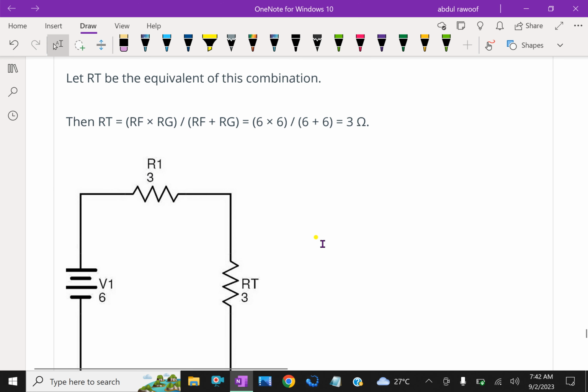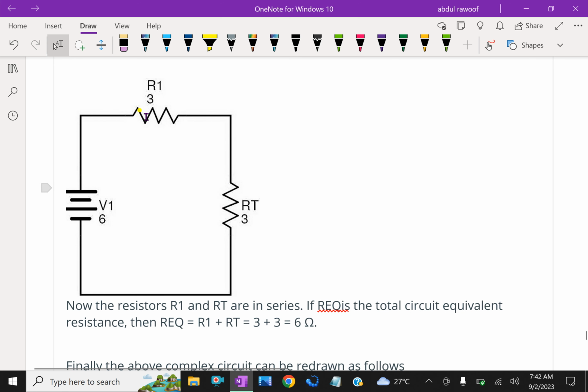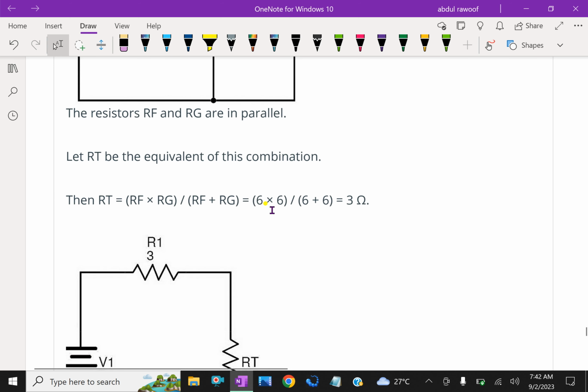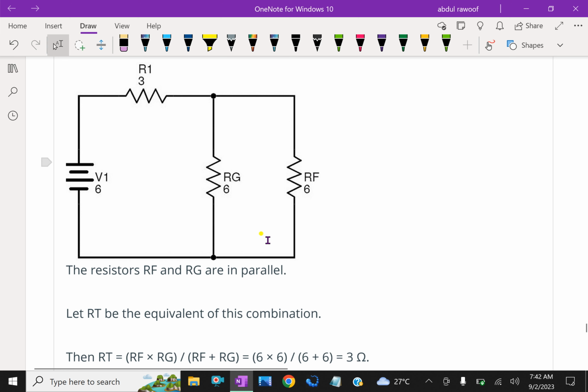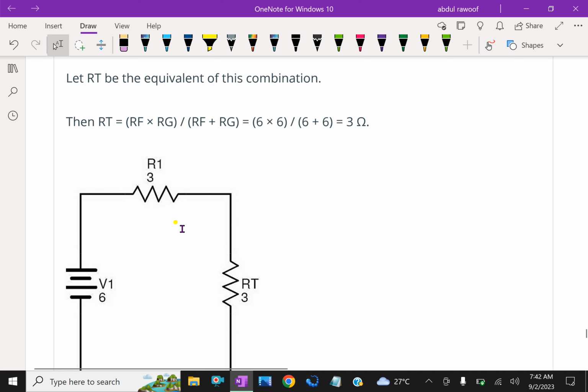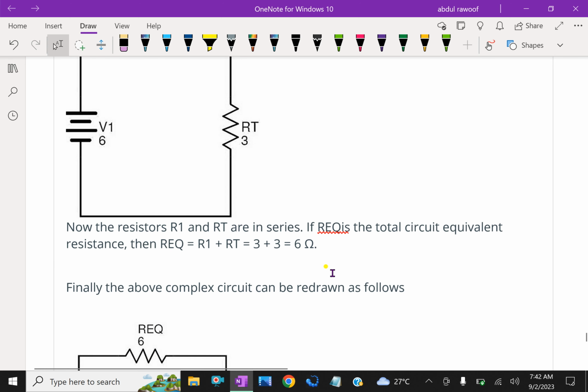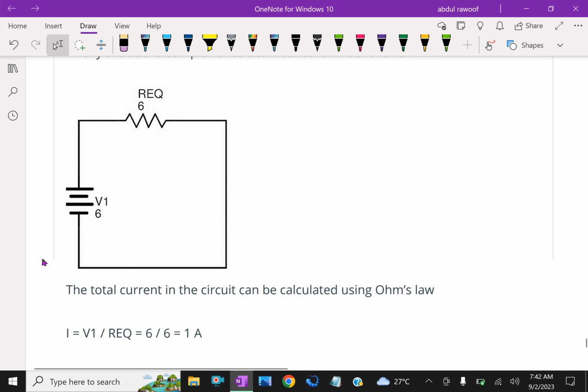In this final circuit, this 3 ohm and this 3 ohm become 6 ohm together. Let's combine. This is parallel and that is parallel with series here. So the total effective resistance of the circuit is 3 plus 3, 6 ohm. Then the final circuit is a 6 volt terminal with a 6 ohm resistance. So the current through the circuit is V by R equivalent, that is 6 by 6 is 1 amp.